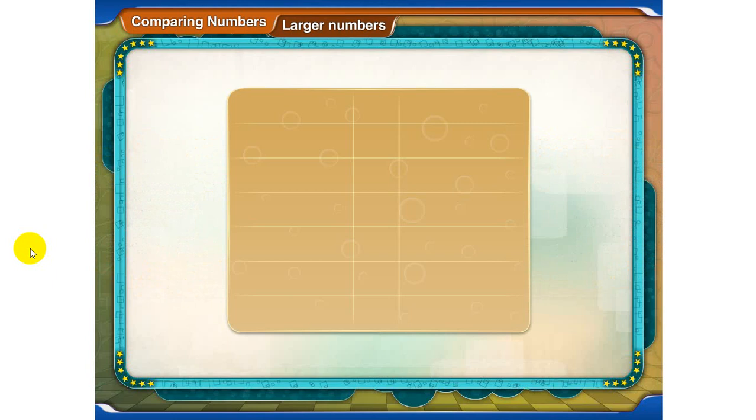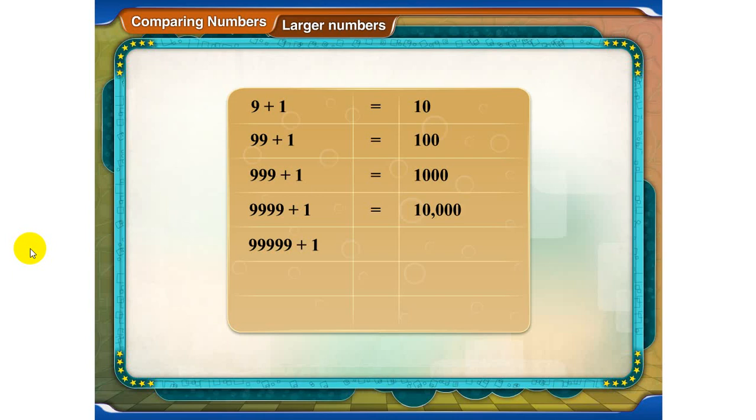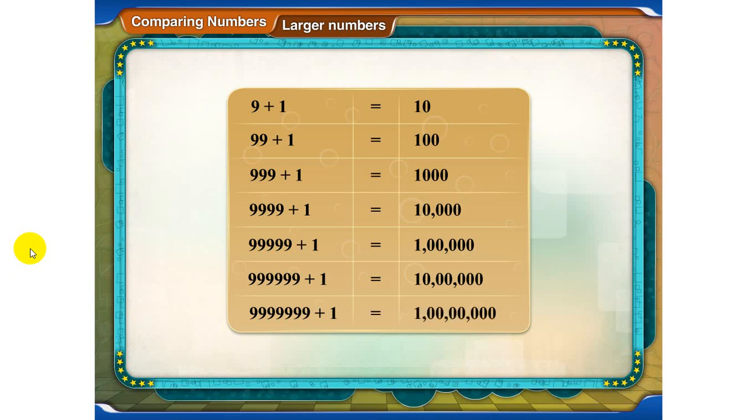Complete the pattern. 9 plus 1 is equal to 10. 99 plus 1 is equal to 100. 999 plus 1 is equal to 1000. 9999 plus 1 is equal to 10,000. 99,999 plus 1 is equal to 1 lakh. 9,99,999 plus 1 is equal to 10 lakh. 99,99,999 plus 1 is equal to 1 crore.